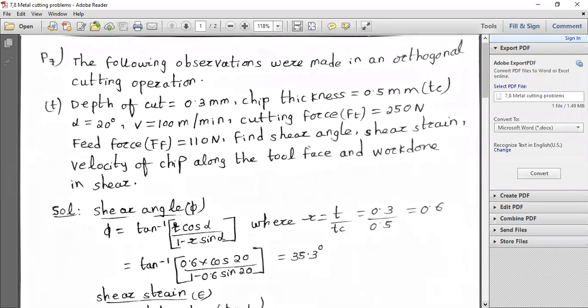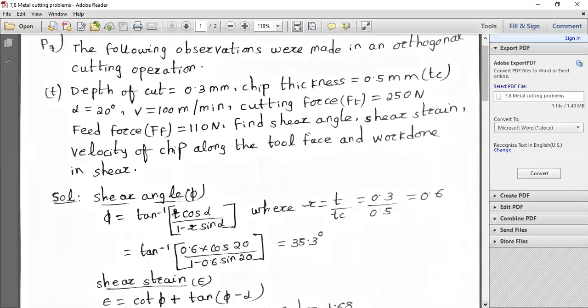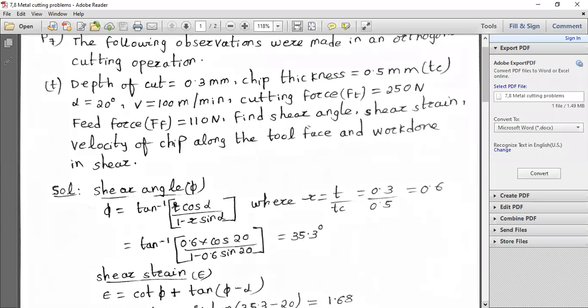So this is the shear angle. Shear angle directly, because he has given the data, you have to calculate the chip thickness ratio, as I already told you, and substitute the chip thickness ratio in this particular shear angle equation. This is already discussed, but we'll go for new things now.